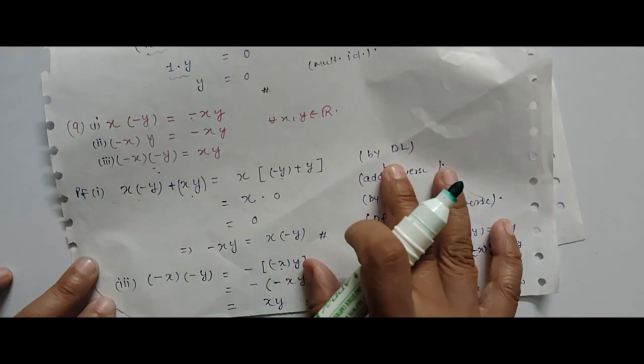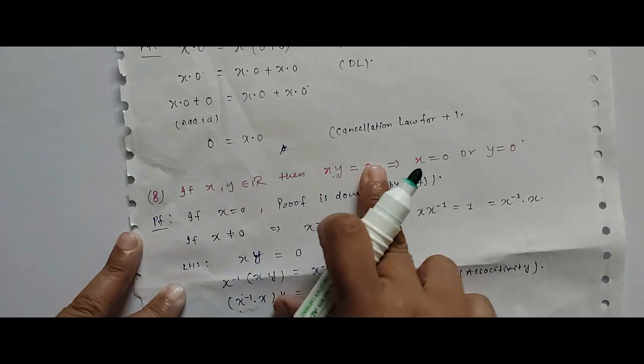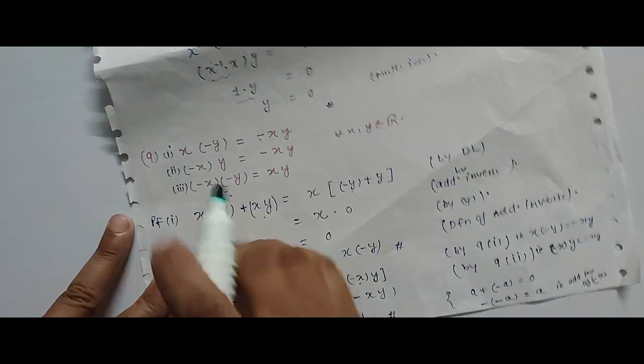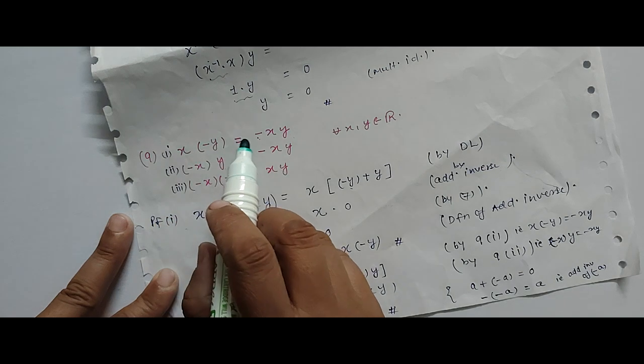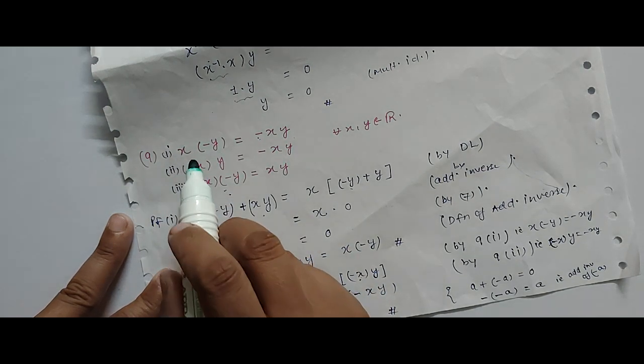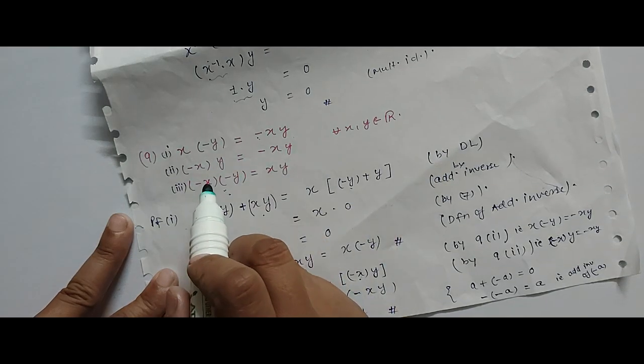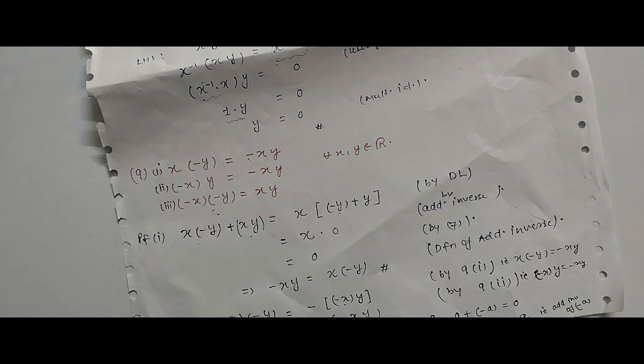The next, ninth property is that, hence we have proved the eighth property, the eighth consequence. The ninth consequence is that x into minus y is equal to minus xy, or these three statements, basically they are saying minus x into y equals minus xy, or minus x into minus y equals xy. This is very trivial. We never think that this needs proof, but this needs proof.